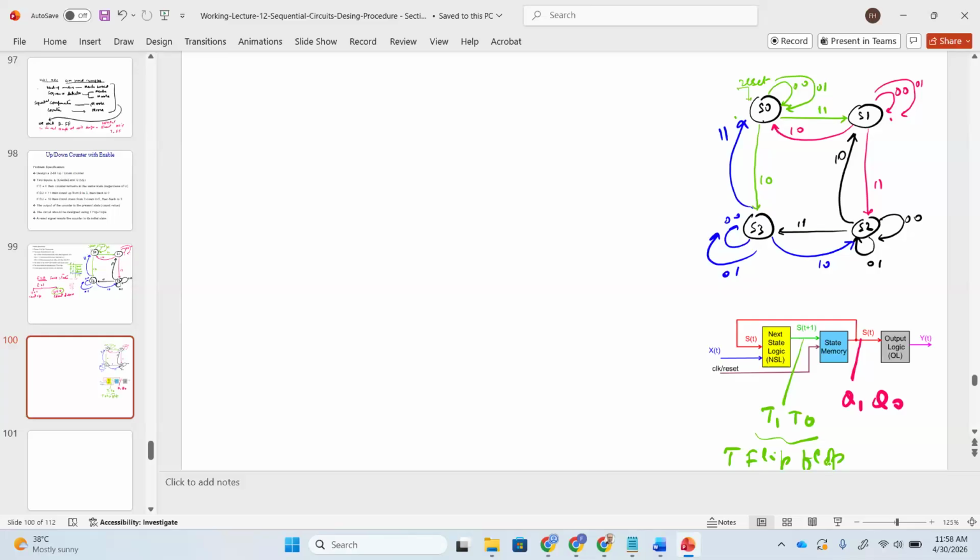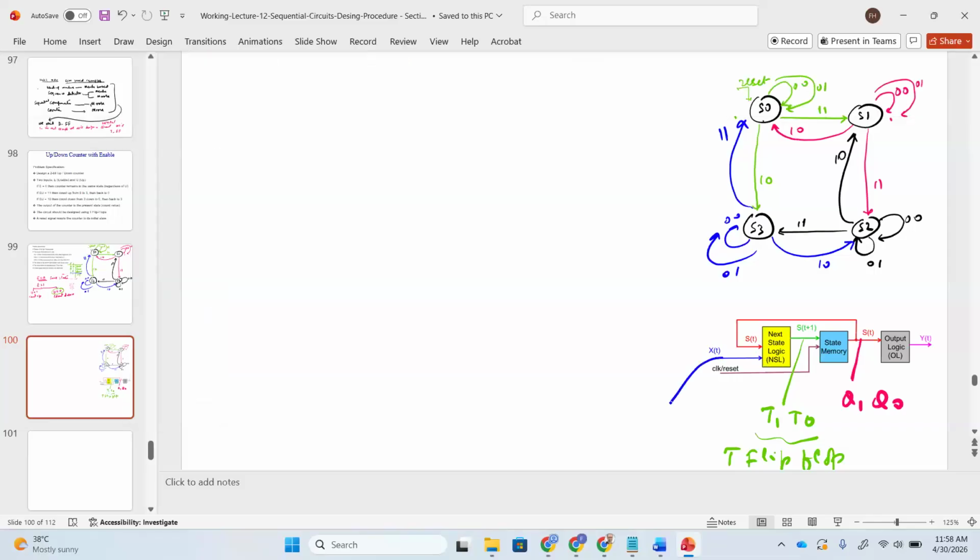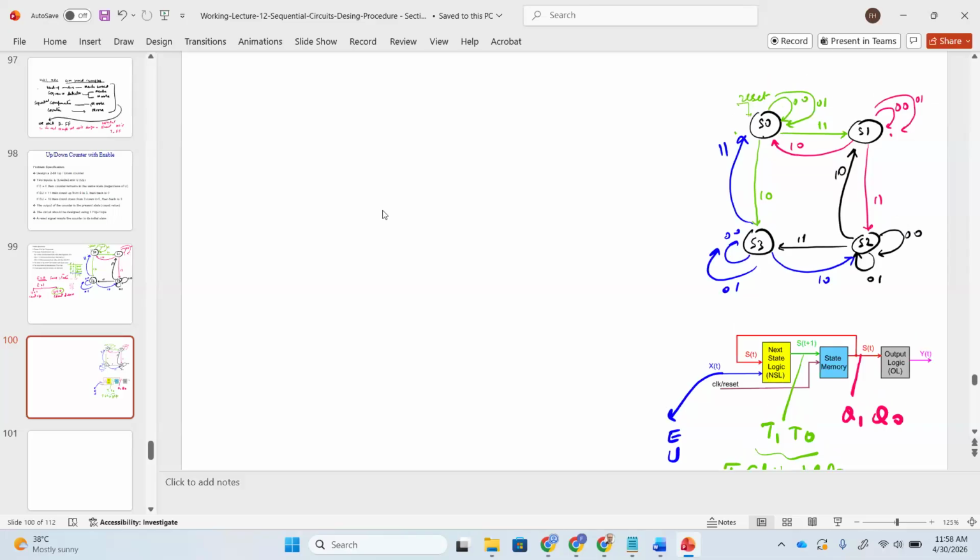Any question? And what is the input? So the input is now E and U. Any question? Should we proceed? Yes. Okay, now what we are going to do? This is very important. Now we draw the state transition table, and then we go for the state transition table.